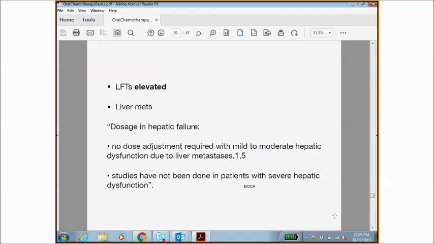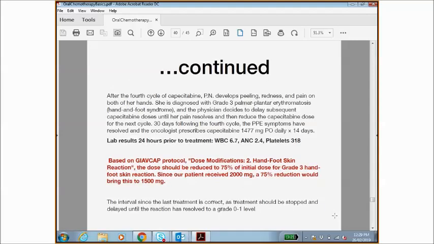So in her case, her LFTs are elevated. And if you remember, she had liver mets, so we would expect them to be elevated. And if you look in the BCCA, the dosage in hepatic failure, it says no dose adjustment is required with mild to moderate hepatic dysfunction due to liver metastases, although they have not done studies in severe. So it's very clear, the protocols are written so nice and clearly that it's easy to have good direction of what you're supposed to do.